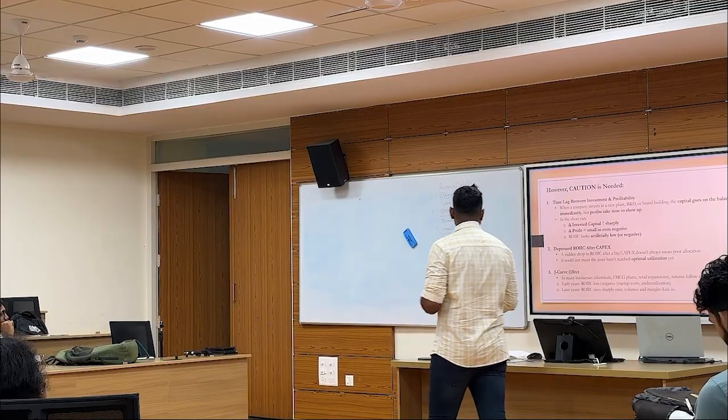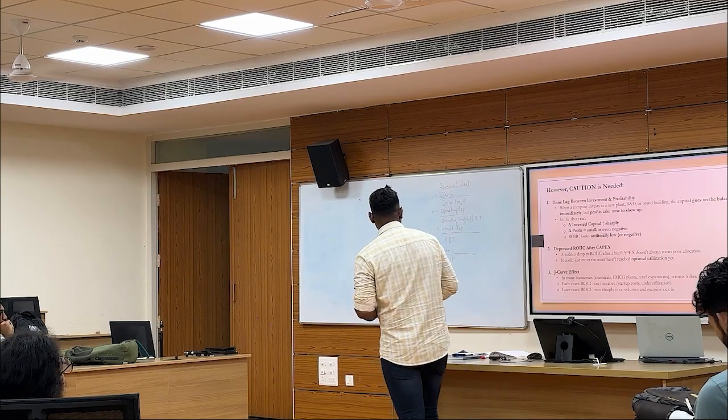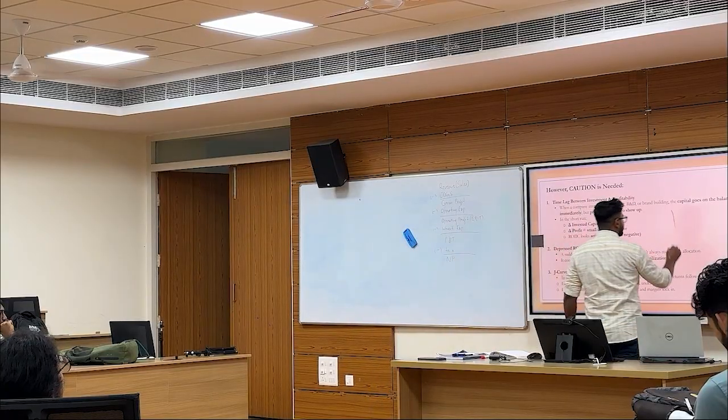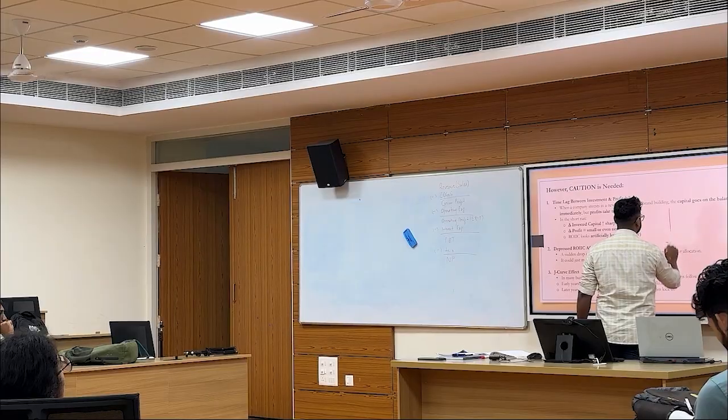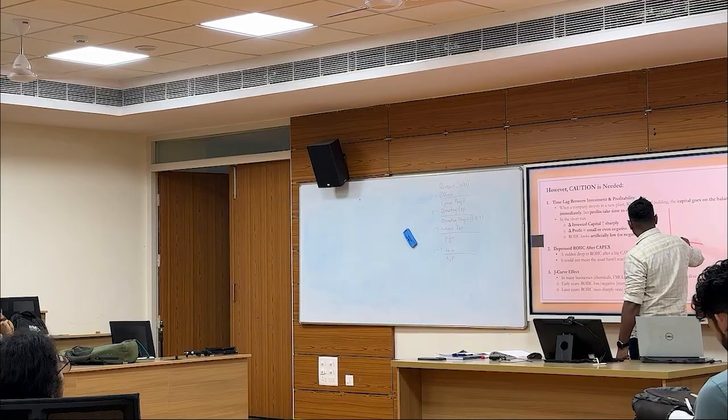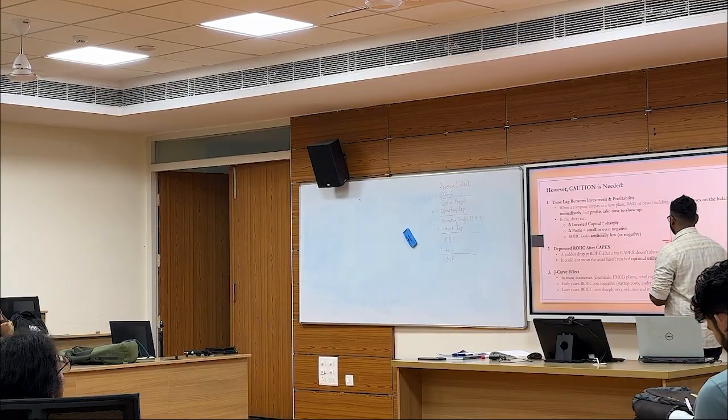The second is depressed ROIC after capex, which I already discussed. And then there is a J effect. Like if we do investment this year, in the first year it will obviously be negative, so it will be down. However, it will increase with time and that will create a J curve. That is the J effect.